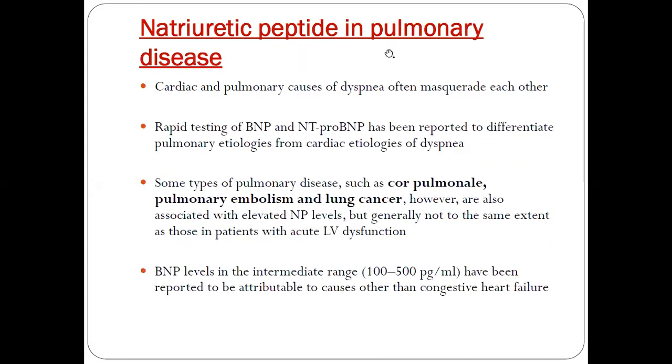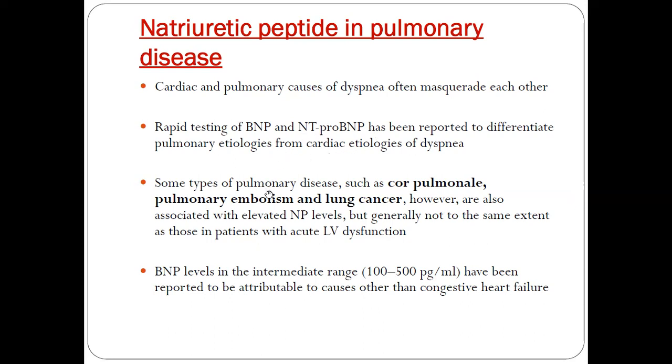Natriuretic peptide in pulmonary disease. Many times you come across a patient with complaints of dyspnea, which is a common symptom of both cardiac and pulmonary disease, and sometimes it may be difficult to differentiate them. If you do a rapid test of BNP and NT-proBNP, and the levels are high, it will go more in favor of cardiac than pulmonary disease.